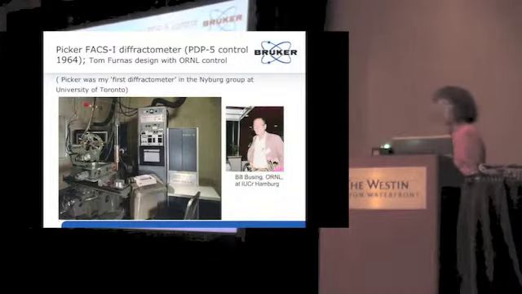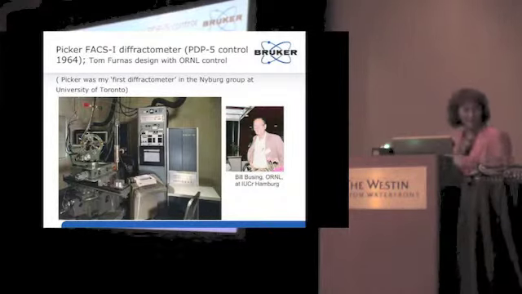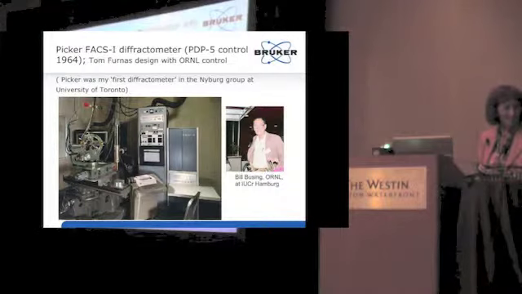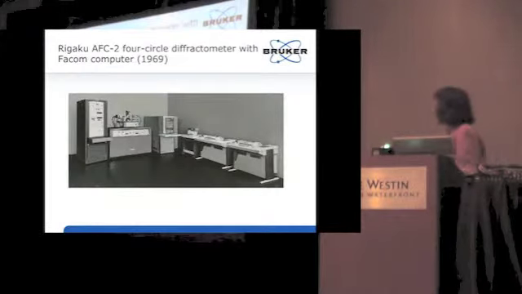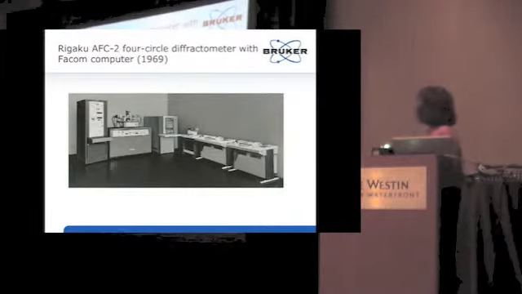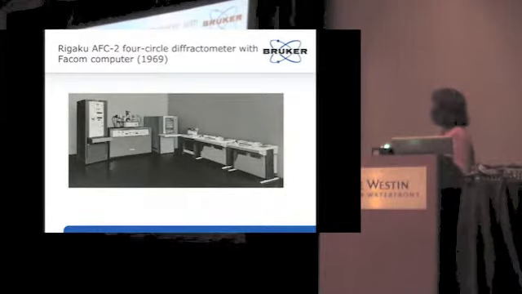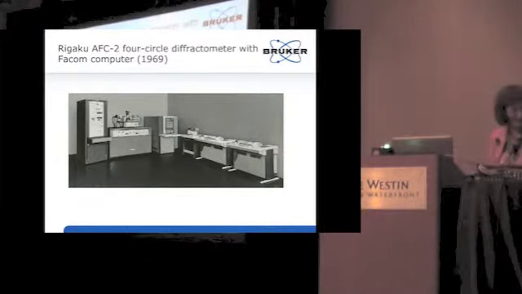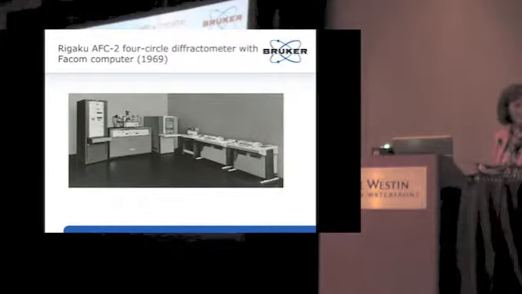This was my first diffractometer that I used when I came to University of Toronto, the AFC2 from Rigaku, and thanks to them for allowing us to use the image. Very interesting, I thought. I didn't realize it went back to a 2. I also presumed there must have been a 1. That's really interesting. Don't assume.